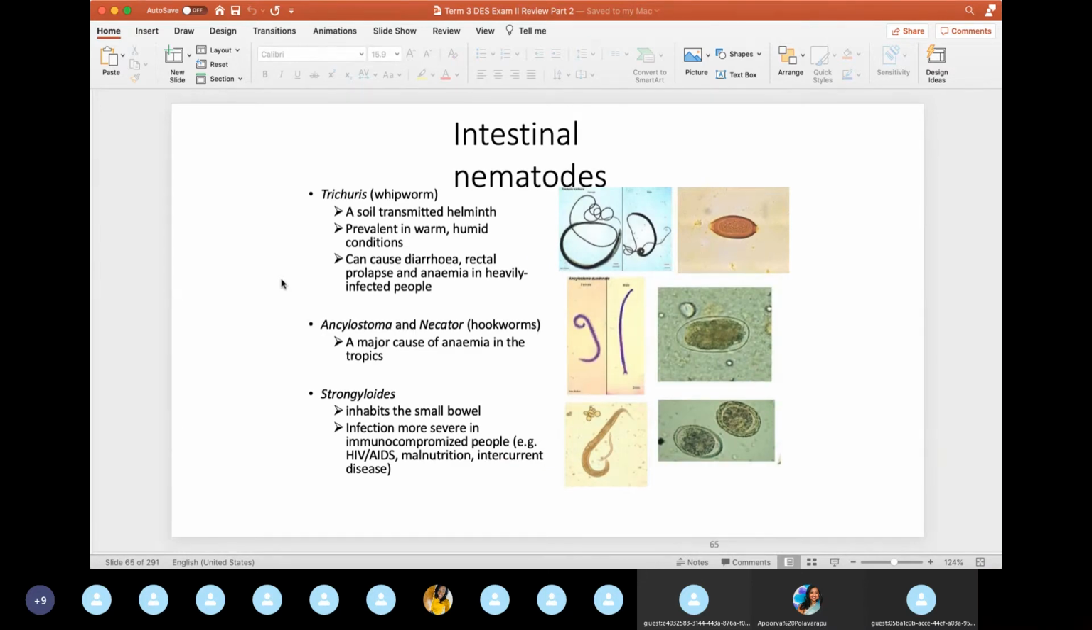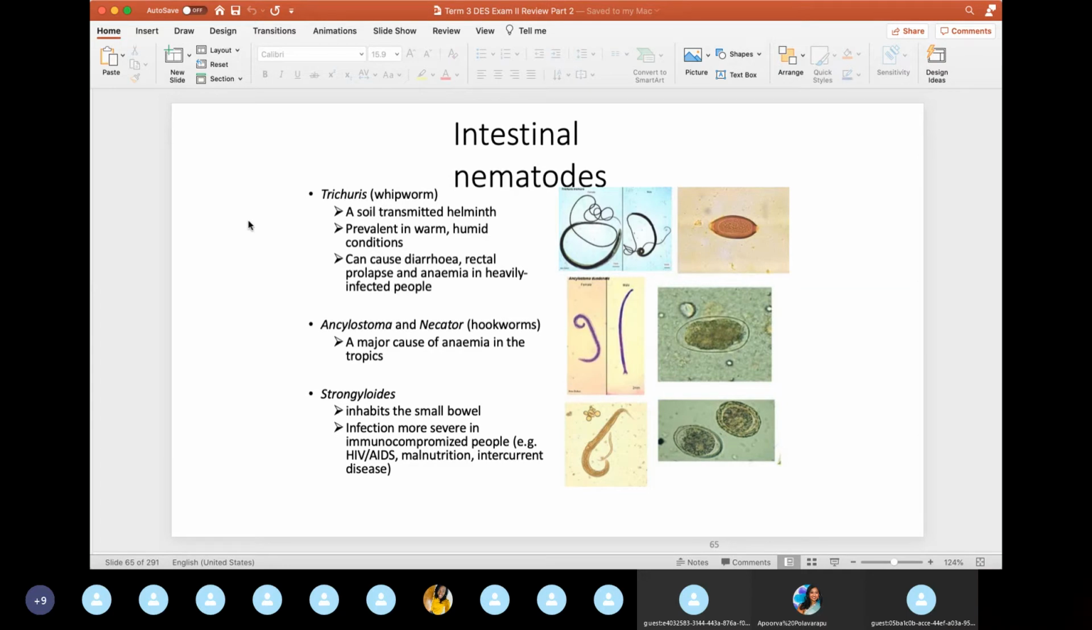Trichuris, whipworm. Look at the image again. Imaging is important. Imaging of the actual organism and the imaging of the egg. They might just give you an image of the oocyst. So for the Trichuris, they call this one Trichuris trichiura, I think, if I'm not mistaken. It is prevalent in what? Warm, humid conditions. It causes diarrhea, rectal prolapse, and anemia. That's high yield.